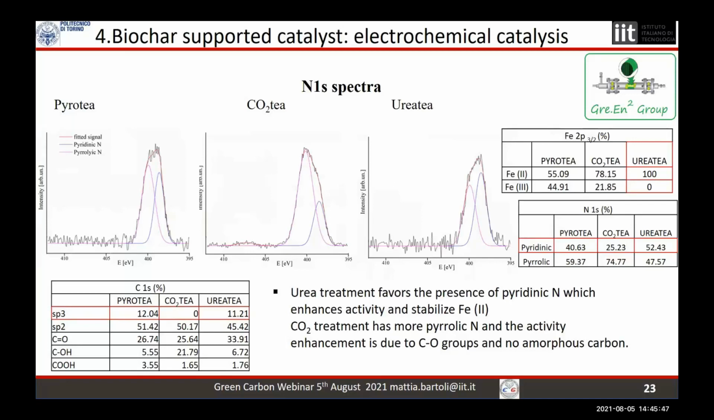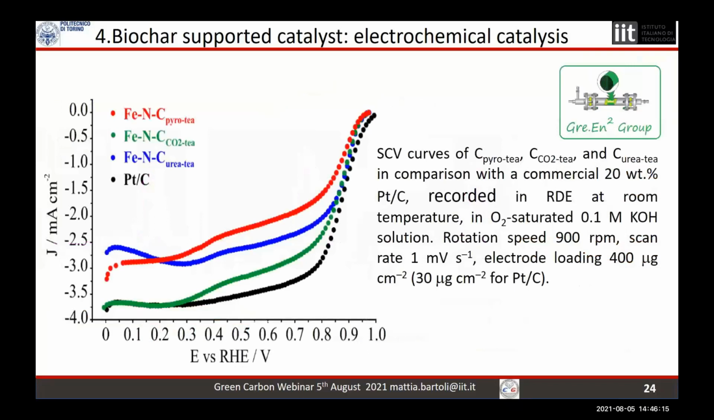In the case of urea, the spectrum of iron 2, which is not reported here, is practically the only one that you can observe. And we suppose that this was due to the greatest amount of pyridinic nitrogen, as you can see from the XPS spectra reported. This nitrogen stabilizes iron 2. Iron 2 is the key of this kind of catalysis.